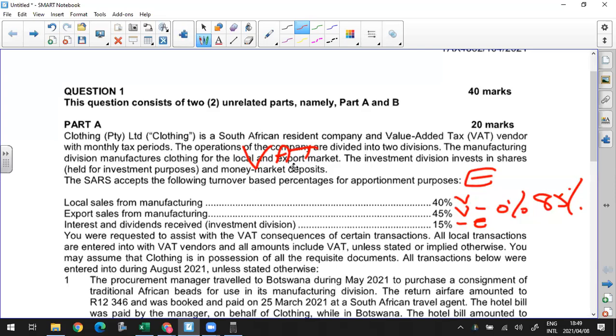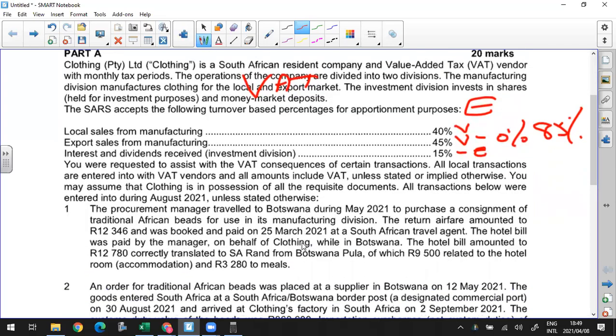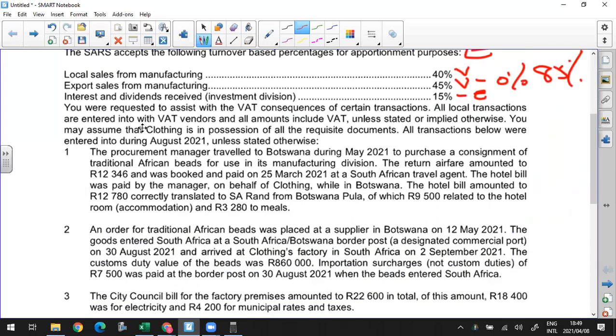It says you're requested to assist with the VAT consequences of certain transactions. All local transactions are entered into with VAT vendors, and all amounts include VAT unless otherwise stated. So all amounts include VAT, times 15 over 115.